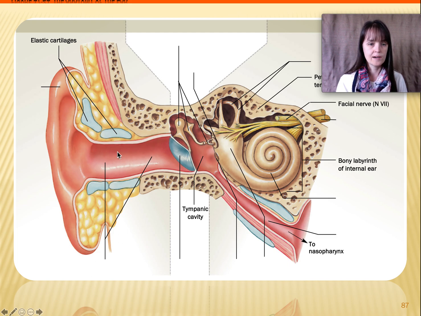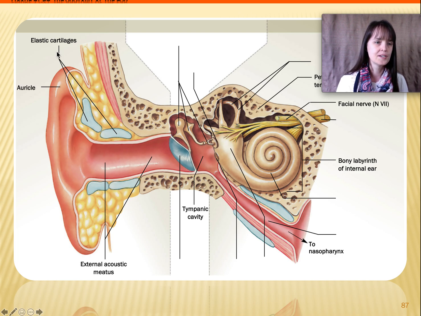So outer ear, middle ear, and then this weird structure here is the whole inner ear. If you've watched the lab videos, you'll know we have an inner ear model. It's like this thing, but this big.